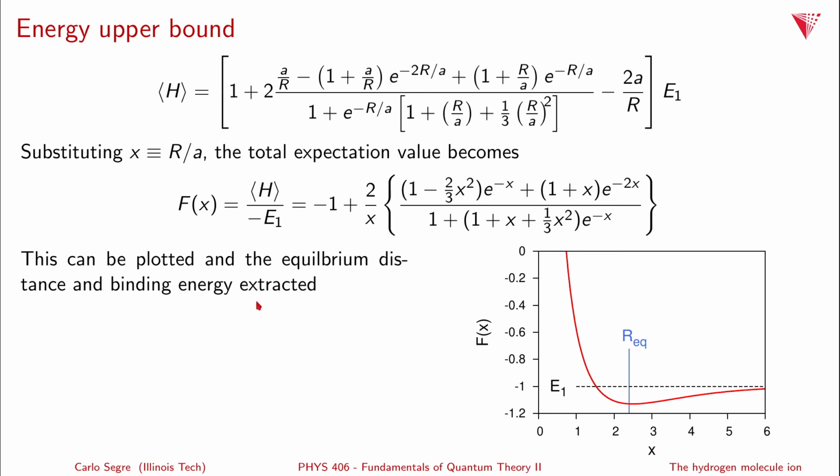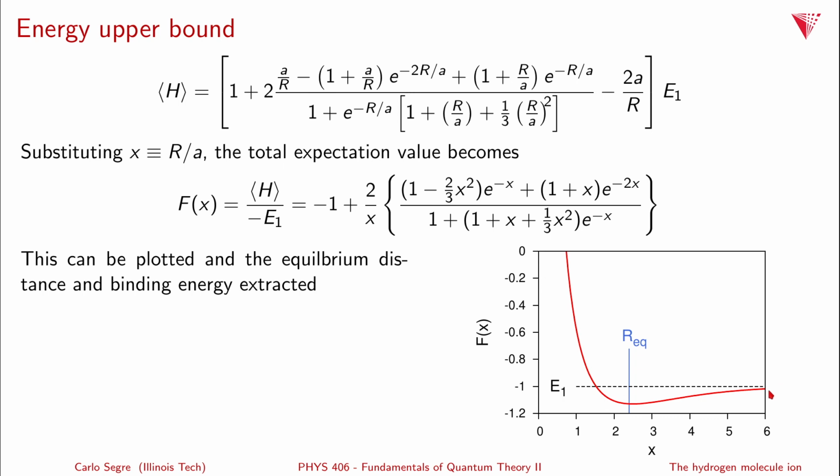And the minimum is when you change R to get the minimum value. But R is directly related to x. So if you minimize this versus x, you'll find the minimum value and the equilibrium position of the two protons. So you can see that f of x versus x goes to a very large value when x gets small. That is, when the two protons become very close, the energy is dominated by the proton-proton repulsion. And then when it goes to infinity, it looks like E1.